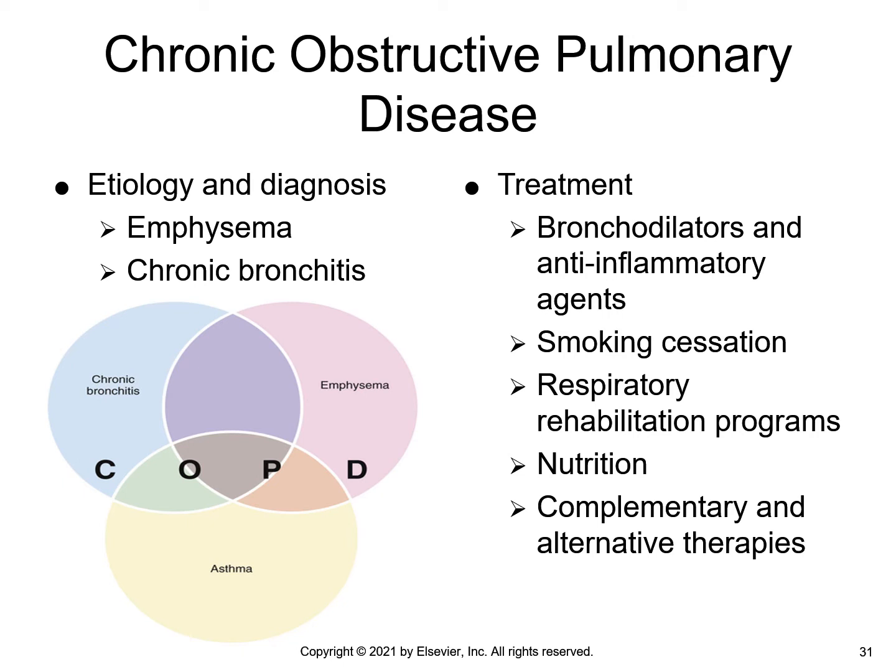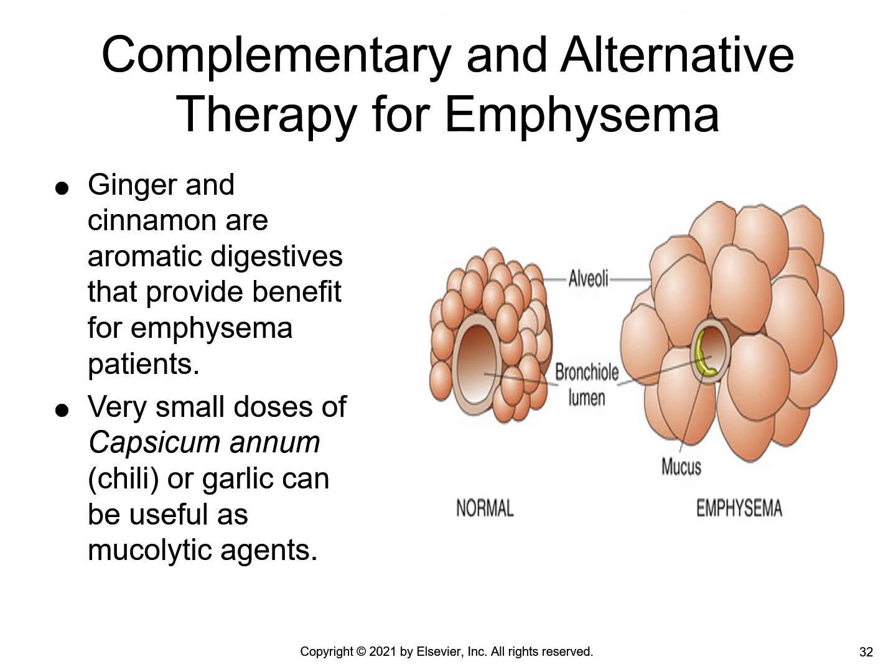COPD is a chronic disorder treated with bronchodilators and anti-inflammatory agents to remain a stable condition. Reduced exposure to lung irritants such as cooking fires, smoking, and pollution also helps to prevent further deterioration. Some complementary and alternative therapies considered are ginger and cinnamon for emphysema and chili or garlic as mucolytic agents.